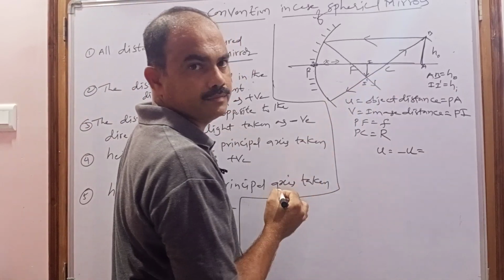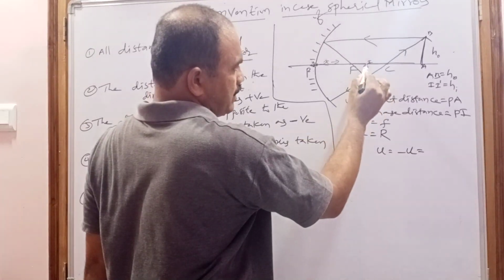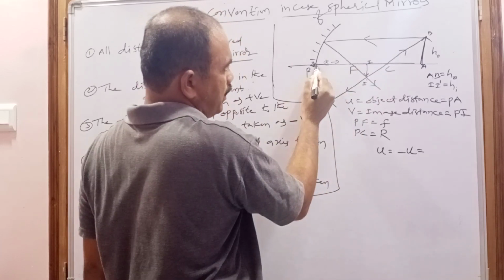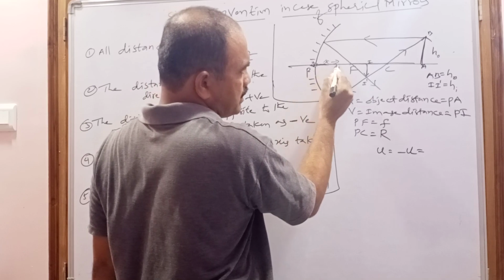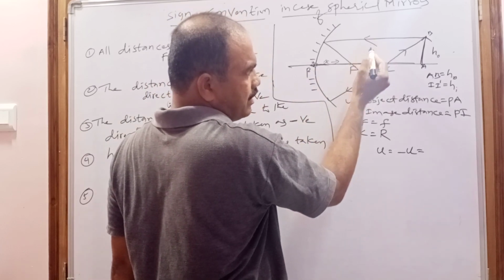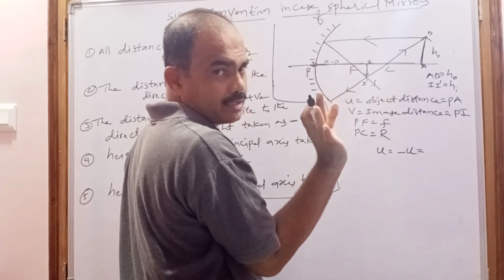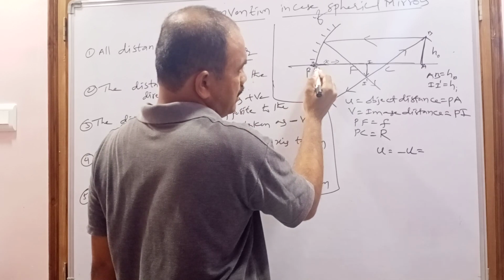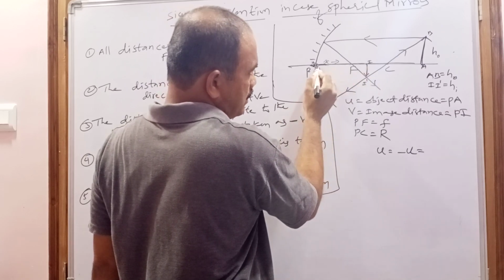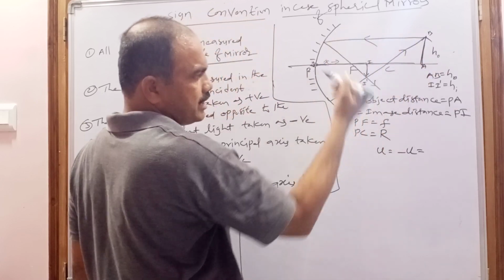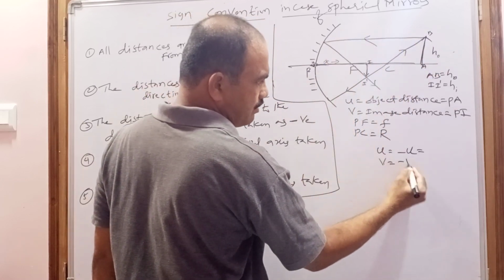Now, where is the image formed? Here. To measure this image distance, where do you measure from? From the pole, and you move in this direction. In which direction are you moving? This is the incident ray direction. Forget about the reflected ray direction; think only about the incident ray direction. To measure the distance from the pole to the image, you move in this direction, but the incident ray is coming opposite. That's why V is also minus.